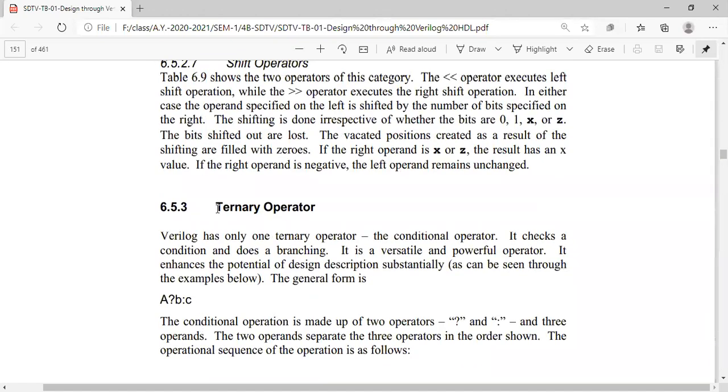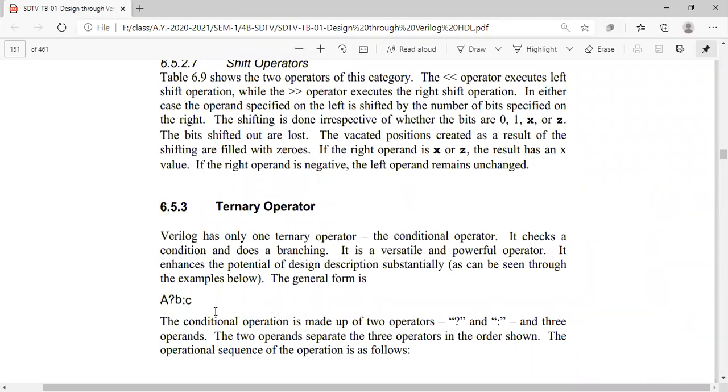Then we have the ternary operator. The ternary operator has two operators and three operands. Verilog has only one ternary operator, which is the conditional operator. It checks the condition first and does a branching. Here we will have the condition, and if it is true, the value present in B will go to this one. If it is false, the value of C will go to this, right?